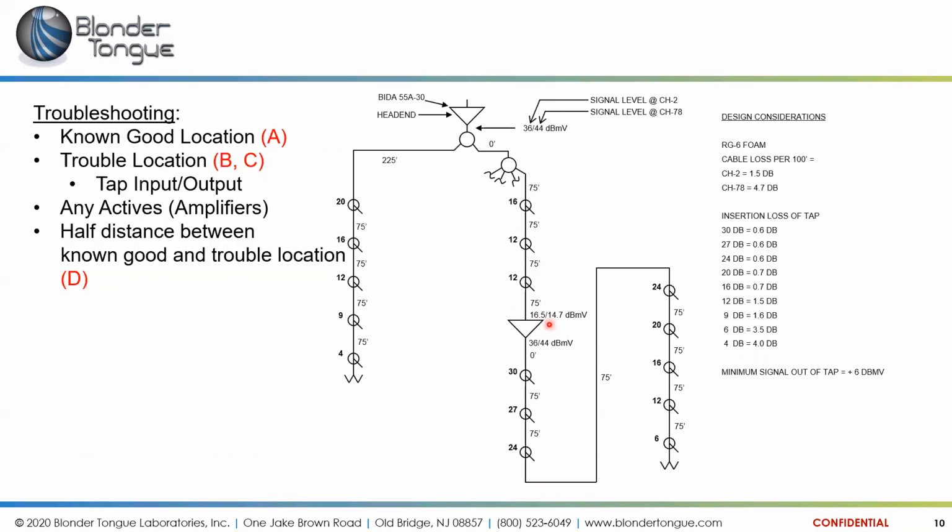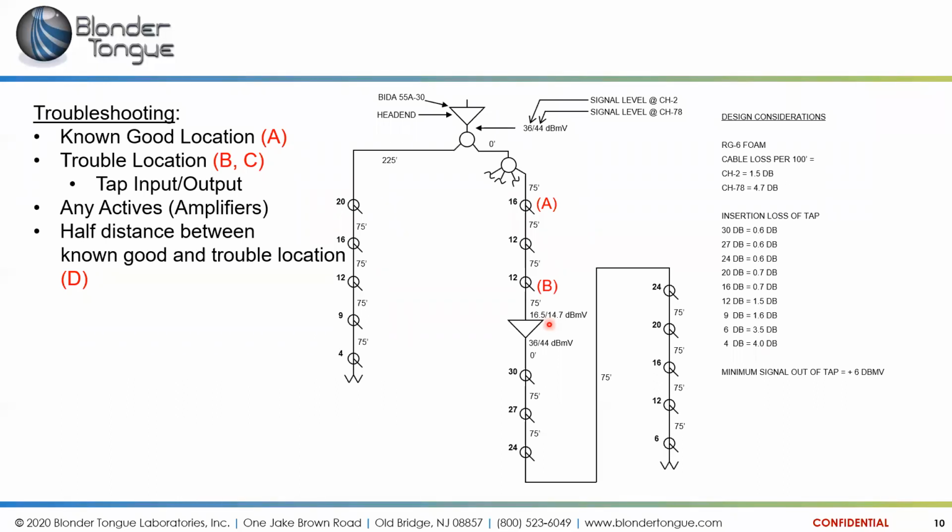Okay, so the same system now, but it's been in place for several years, and now all of a sudden we're having problems. So we have a known good location, position A, the first tap after the head end. Let's say our trouble location here is position B, the third tap after the head end. Well, there's not a whole lot in between.